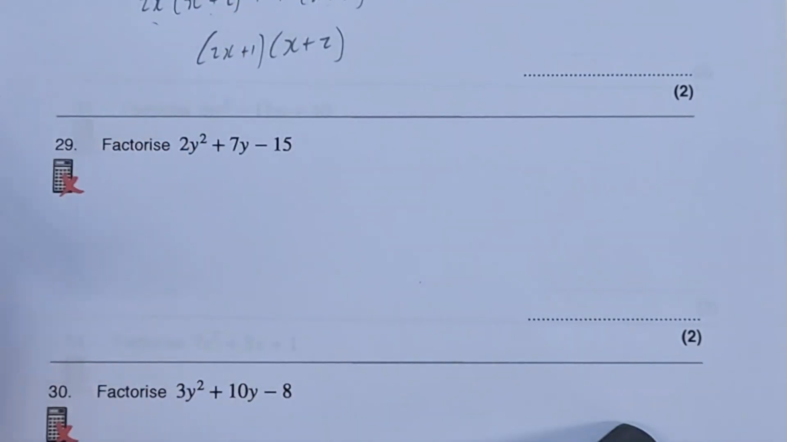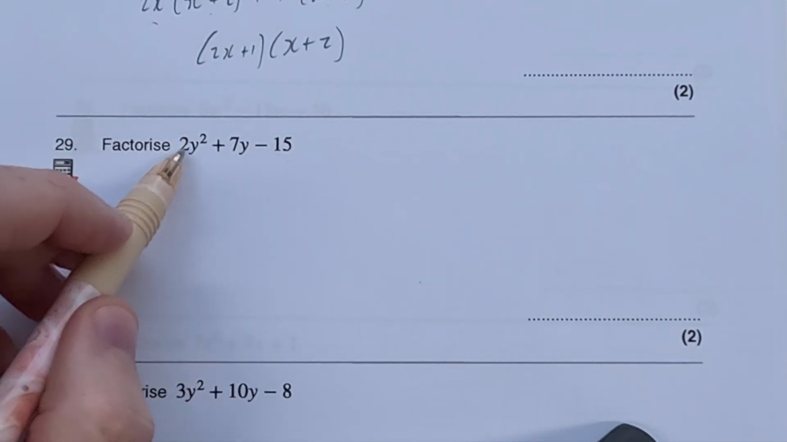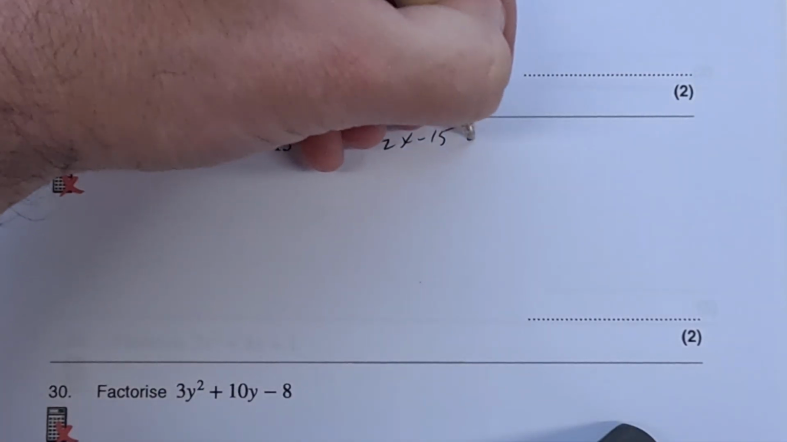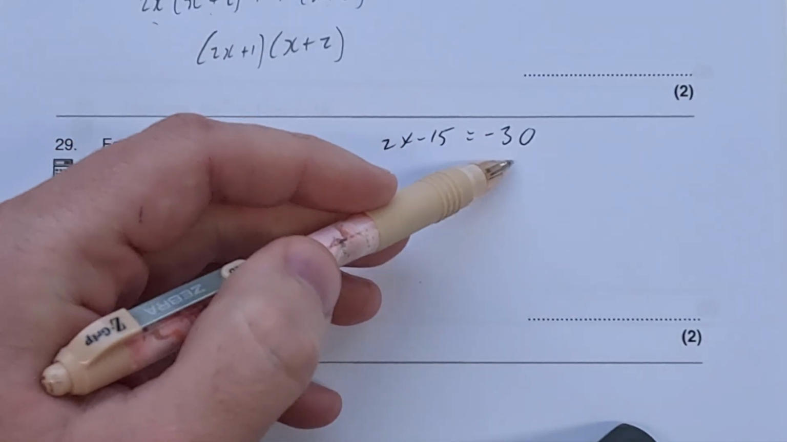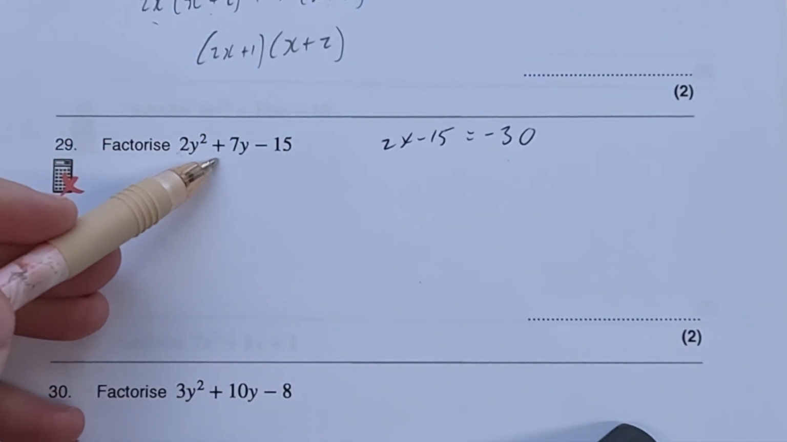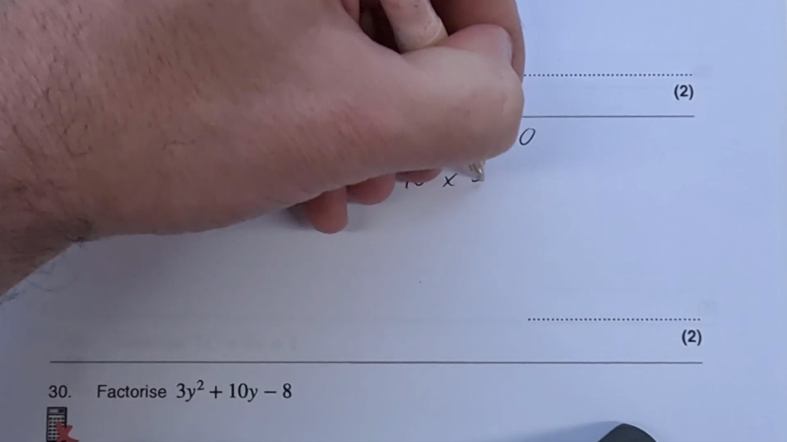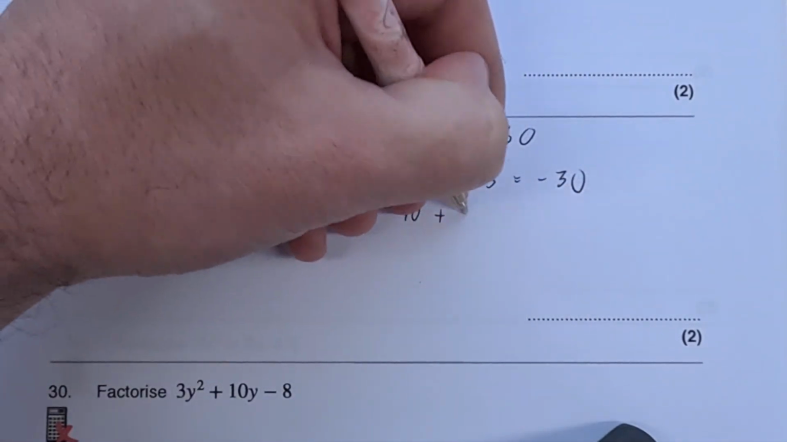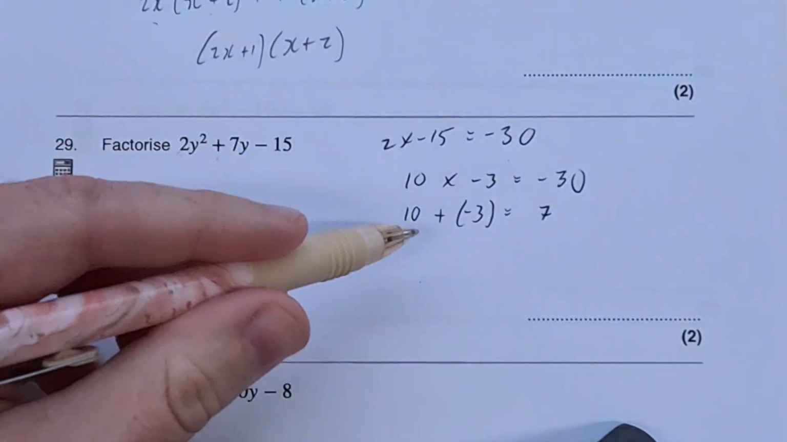So if we want to use the split in the middle technique, what we do is we multiply the a and the c together. So the 2 and the minus 15. 2 times minus 15 is equal to minus 30. So we want to find two numbers that times together to be minus 30 and add together to be 7. So I'm thinking that's going to be equal to 10 and minus 3. 10 times minus 3 is equal to minus 30, and 10 plus minus 3 is equal to 7. So that would work, so 10 and minus 3.